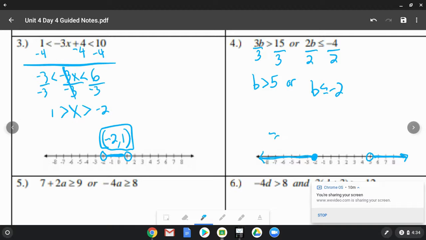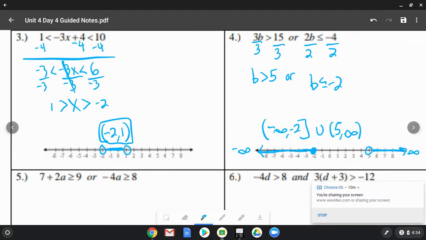So now that would be -infinity, because that's the way that this is going, comma, -2. That's a bracket, and a parenthesis for the infinity. In union, because that's what we write for the ors, we have a parenthesis for 5, comma, infinity, another parenthesis. We never have a bracket for the infinities because they can't be equal to anything. So that's 3 and 4. If you need some time, press pause.